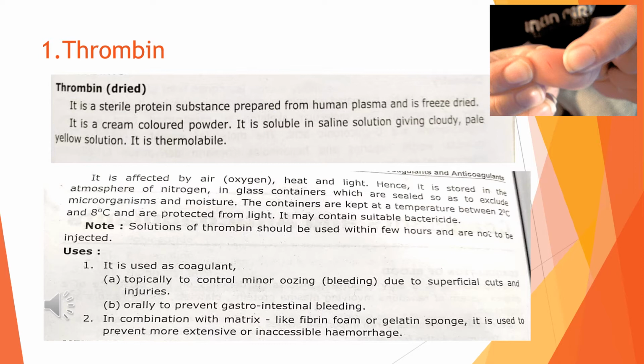Next, orally to prevent gastrointestinal bleeding. It is used for gastrointestinal bleeding. In the next point, in combination with a matrix like fibrin foam or gelatin sponge, it is useful to prevent more extensive or inaccessible hemorrhage. Basically, it is used for hemorrhage. Hemorrhage is bleeding inside or outside the body due to injury. That is hemorrhage.